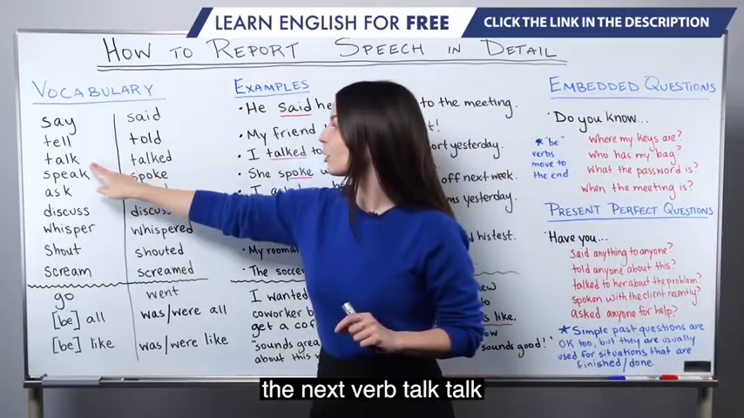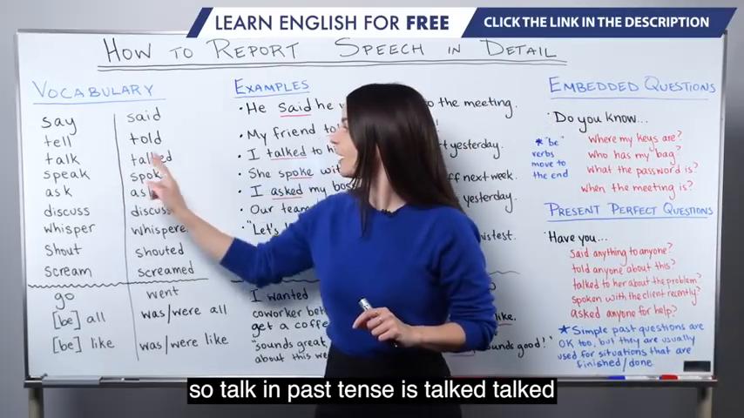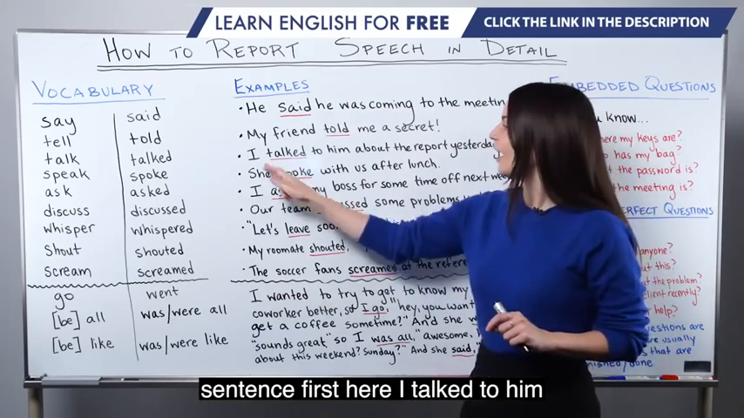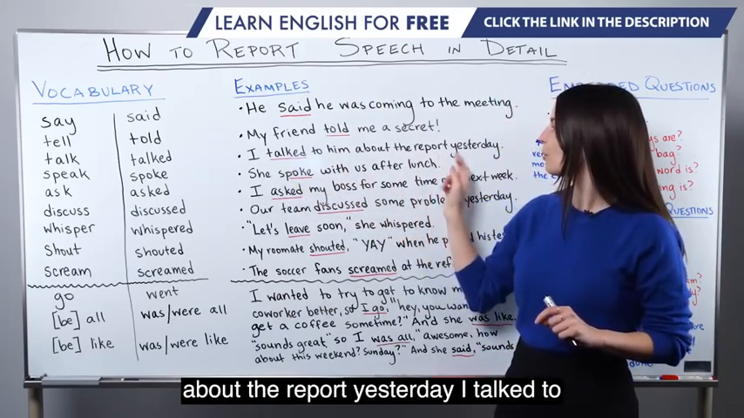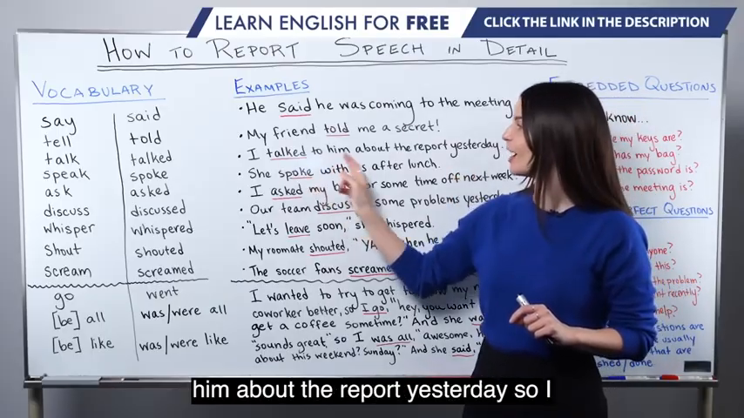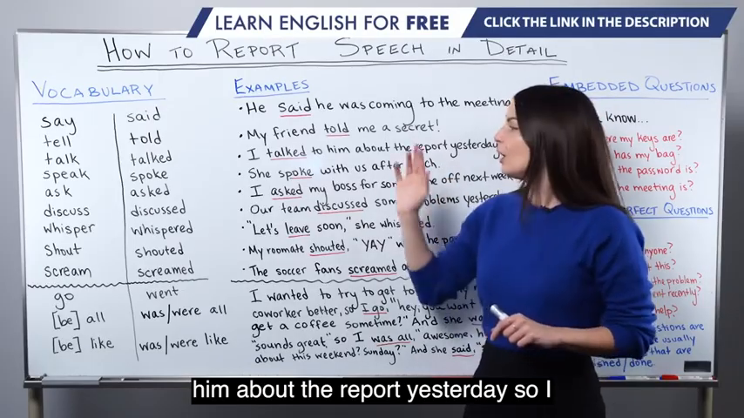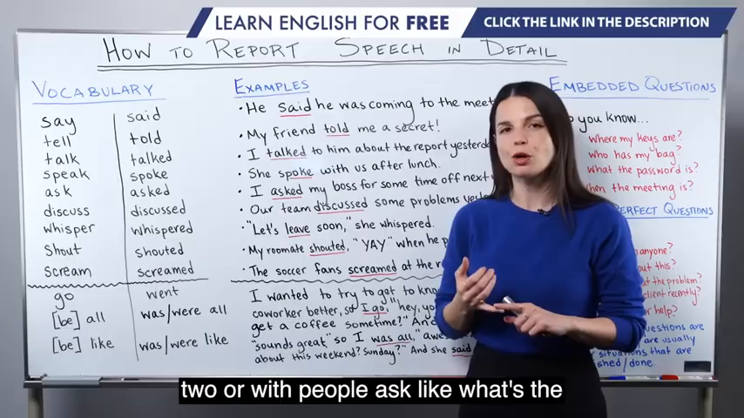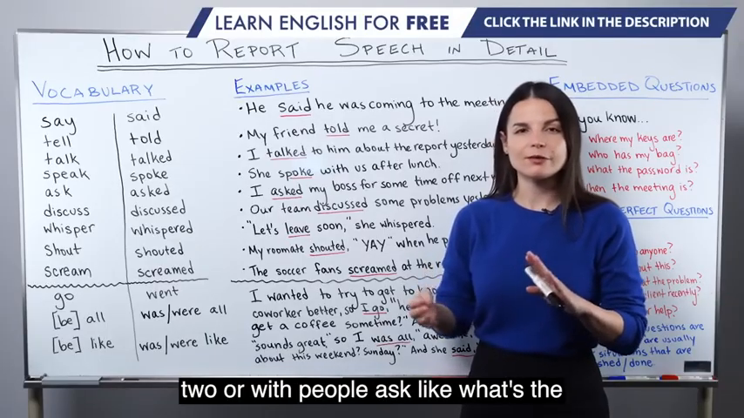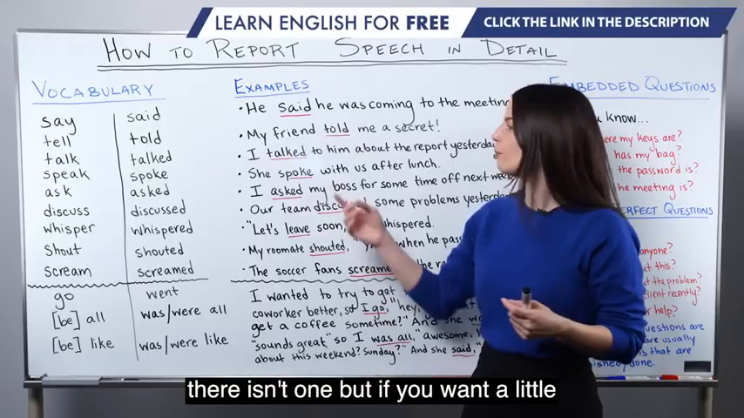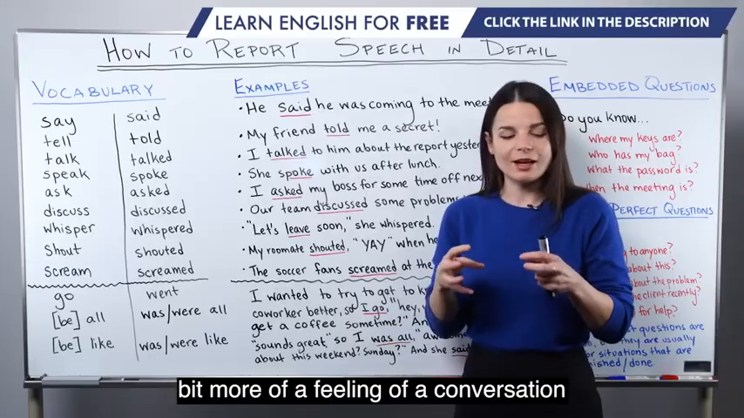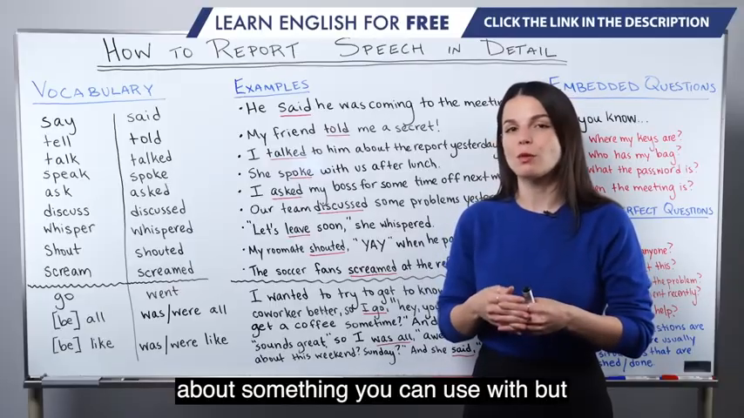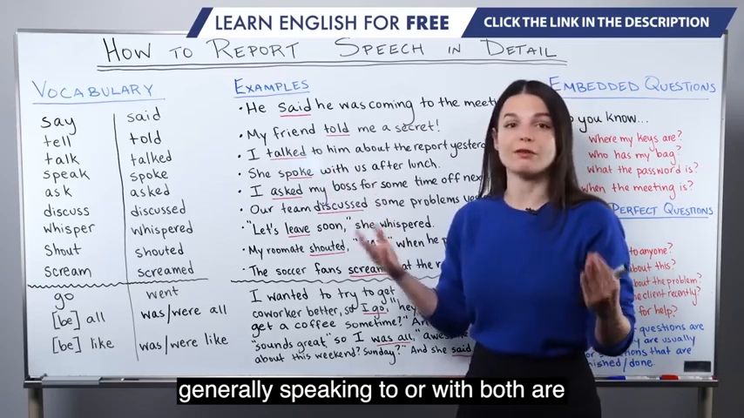Okay, let's go to the next verb, talk. Talk in past tense is talked. Let's take a look at an example sentence first. I talked to him about the report yesterday. After talked, we have two preposition choices: to or with. People ask what's the difference between the two? Generally, there isn't one. But if you want a little bit more of a feeling of a conversation, like two or more people talking together about something, you can use with. But generally speaking, to or with, both are fine to use here.